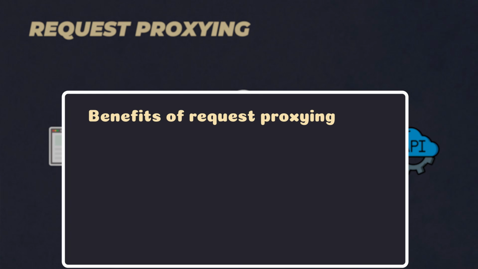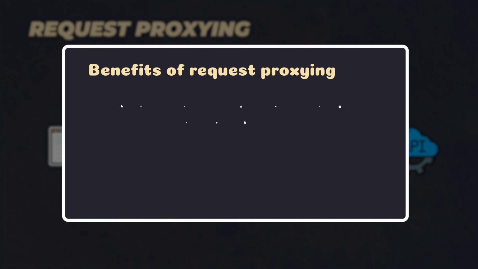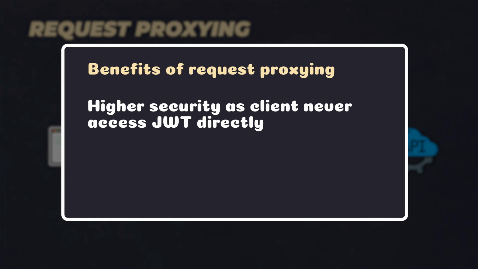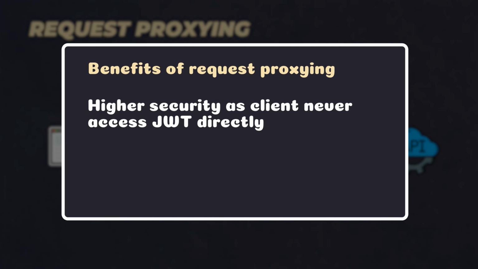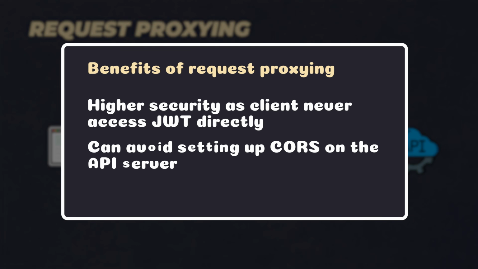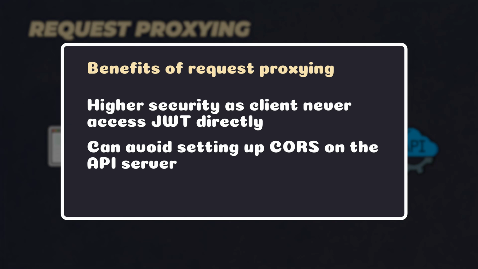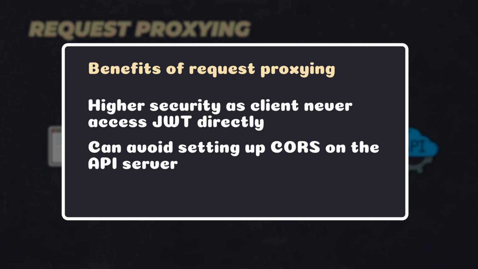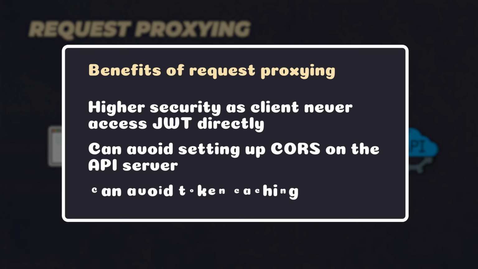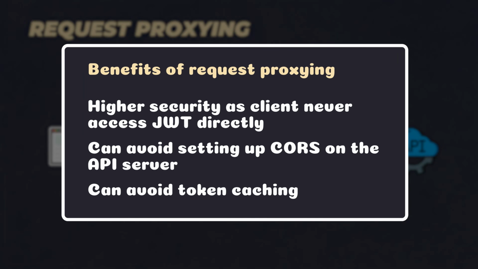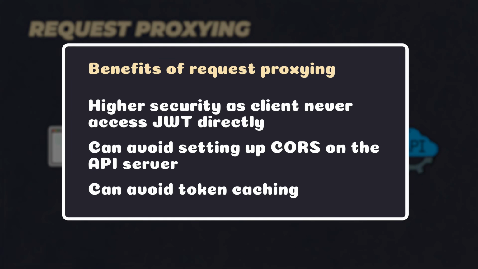This provides a couple of key benefits. The first is that the JWT never comes back down to the client itself, which makes it slightly more secure. The second main benefit is that you don't need to set up CORS on your API server, which is something I like to avoid whenever possible. And lastly, there's no need to implement any form of token caching, such as the implementation that we saw before.